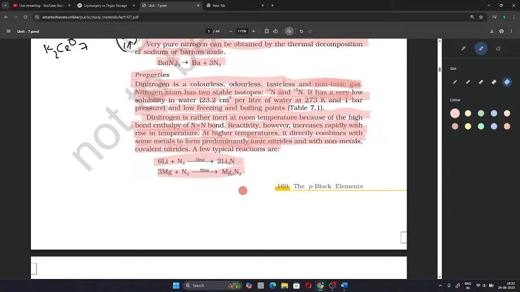As for the Haber's process, they gave that at 773 Kelvin with a catalyst, which is iron, nitrogen will react with hydrogen to give ammonia. This is what we call the Haber's process. Then next, at a very high temperature of 2000 Kelvin, dinitrogen and dioxygen fuse to give nitrogen monoxide.